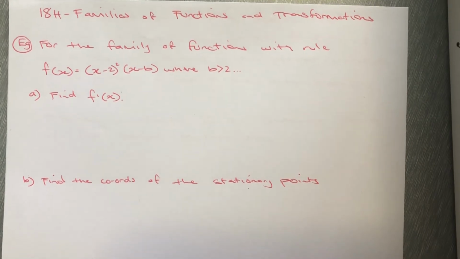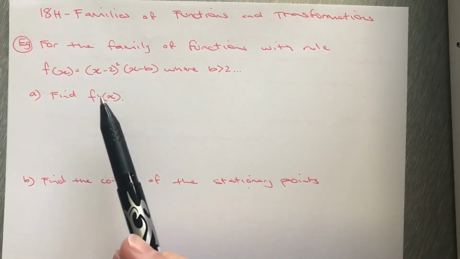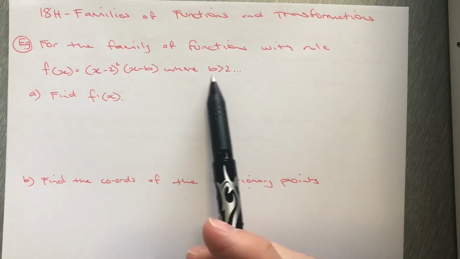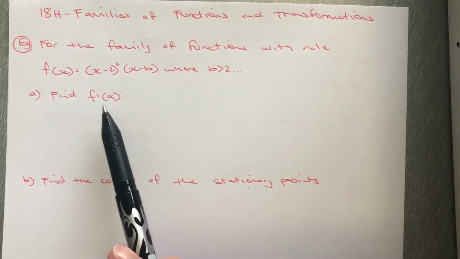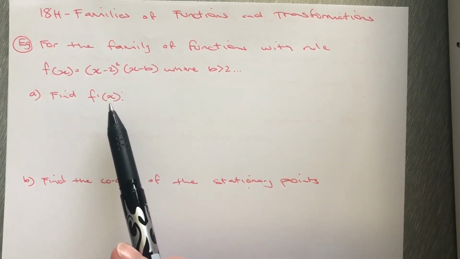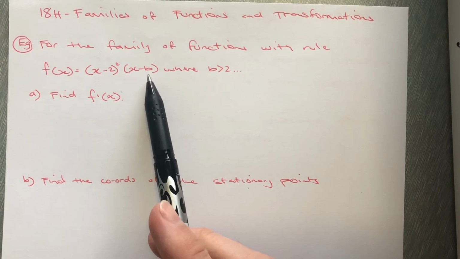Okay, so that's what's going to happen in a lot of the questions that you come across in the book when you try to do them a little bit later. Okay, cool. So let's take a better look at this question. For the family of functions with this rule here, it's telling us that b has to be greater than 2, and it's asked us to find the derivative. Now it doesn't matter that b is in there, we just treat b as a normal number.